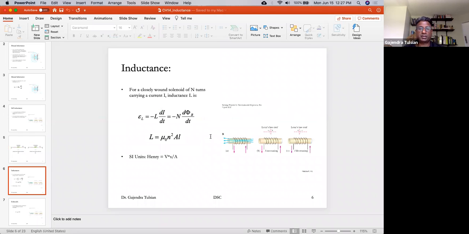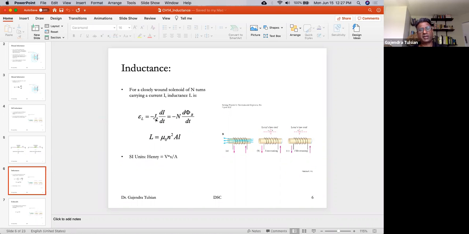The self-inductance of the solenoid was given by that. For an air-filled solenoid, it's mu naught times little n squared, where little n is the number of turns per unit length, times the area of cross-section, times the length of the solenoid. So there is the inductance. Inductance is measured in units of henries, named after Mr. Henry. And this equation gives you the induced EMF.